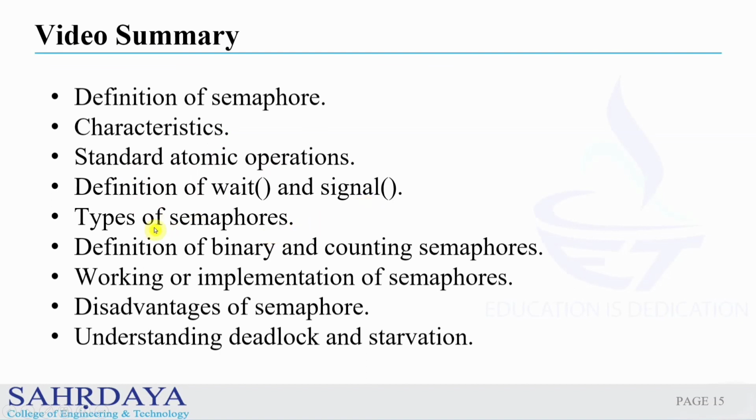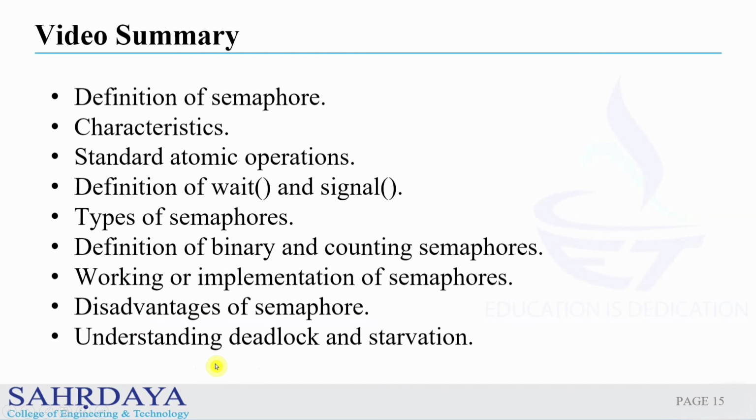We also studied the two types of semaphores, which are binary and counting semaphores, and their definitions. After that, we studied the working principle or the implementation of the semaphore using wait and signal operations. Later, we studied the disadvantages of the semaphore, which were busy waiting and wasting of CPU cycles. Later, we studied the introduction of a waiting queue for solving the problem of busy waiting. And even after introducing the waiting queue, there were problems like deadlock and starvation that resulted from indefinite waiting of two or more processes within the waiting queue.